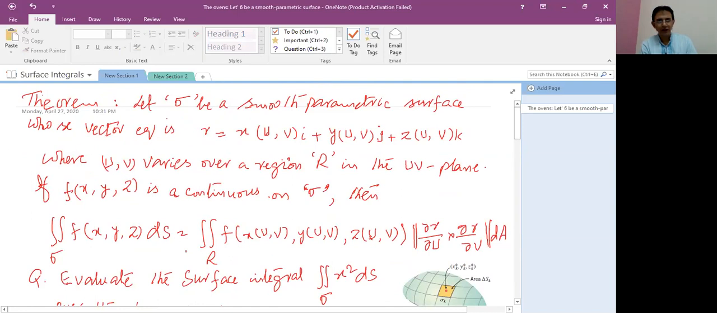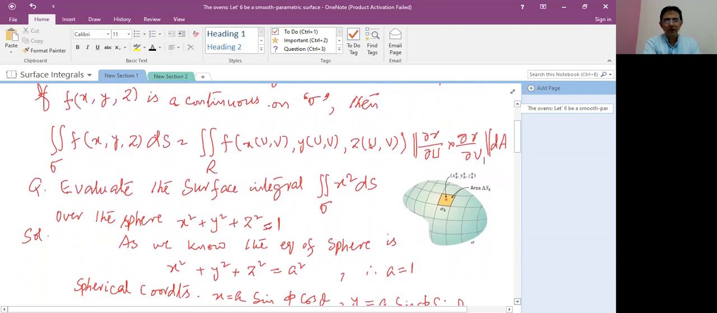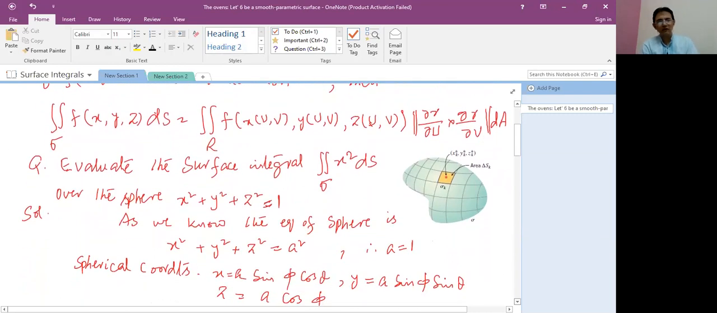So students, we will apply this theorem in an application. Evaluate the surface integral, the double integral over sigma, where sigma is the surface, of x squared dS over the sphere x squared plus y squared plus z squared equals 1. As we know, the equation of a sphere is x squared plus y squared plus z squared equals a squared. When we compare both equations, a equals 1.